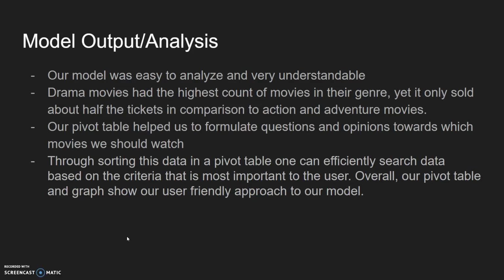Our model was easy to analyze and very understandable. Drama movies had the highest count of movies in their genre, yet it only sold about half the tickets in comparison to action and adventure movies. Our pivot table helped us to formulate questions and opinions towards which movies we should watch. Through sorting this data in a pivot table, one can efficiently search data based on the criteria that is important to the user. Overall, our pivot table and graph show our user-friendly approach to our model.